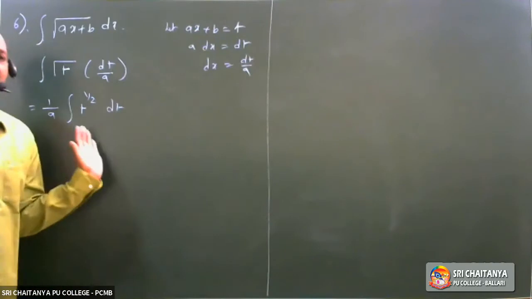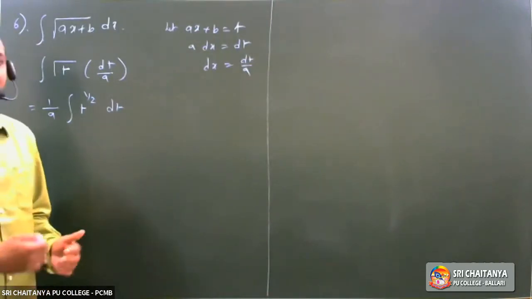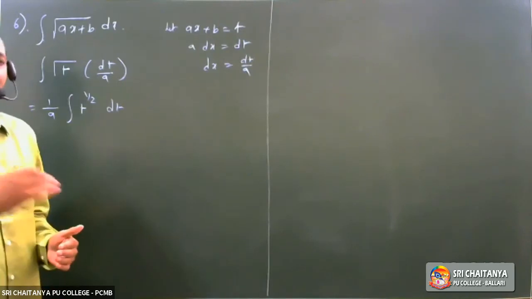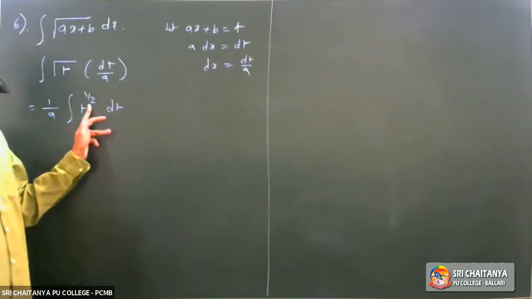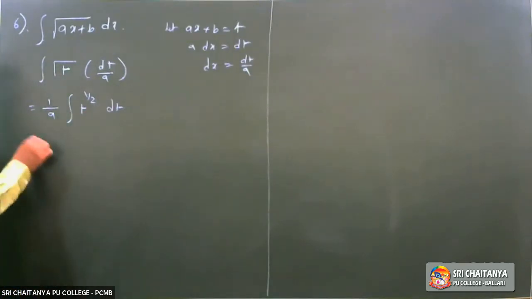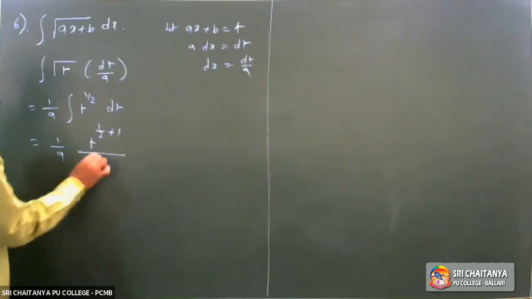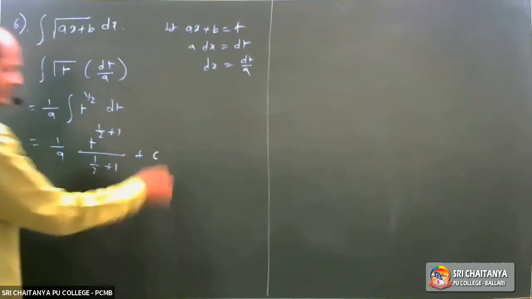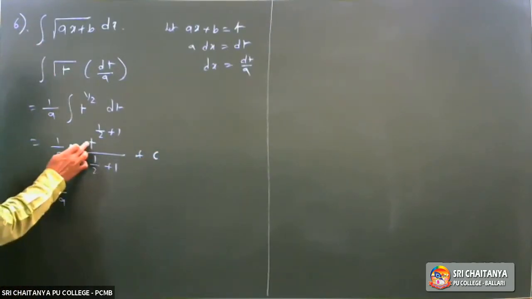Now it is the integral of x power n form. What about the integral of x power n? X power n plus 1 divided by n plus 1. That means t power 1 by 2 plus 1 divided by 1 by 2 plus 1. So 1 by a t power 1 by 2 plus 1 divided by 1 by 2 plus 1. It is 1 by a t power 3 by 2.